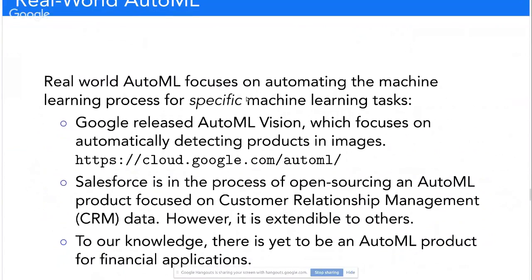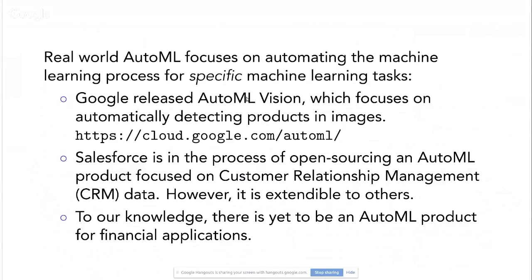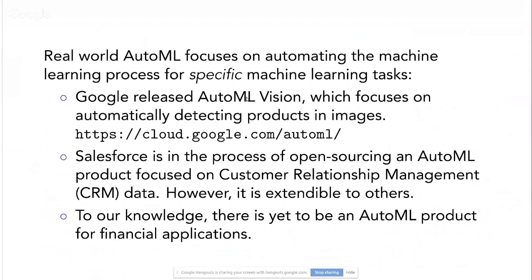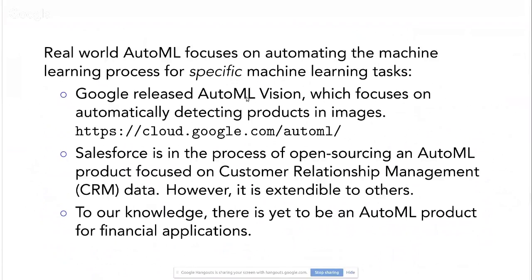Salesforce is about to open source their framework for doing AutoML called Optimus Prime, and its focus is more on customer CRM data. So trying to predict which leads are promising or things like that. They claim that 80% of their models, or the majority of their models, are fitted without any human intervention. So that would be an ideal state.